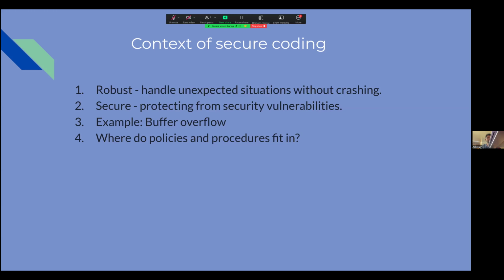Can I ask a question? Sure. Yeah, this is a great example of how robustness can be enhanced. I'm sorry, how robustness is an enhanced part to be secure. I like that definition a lot.